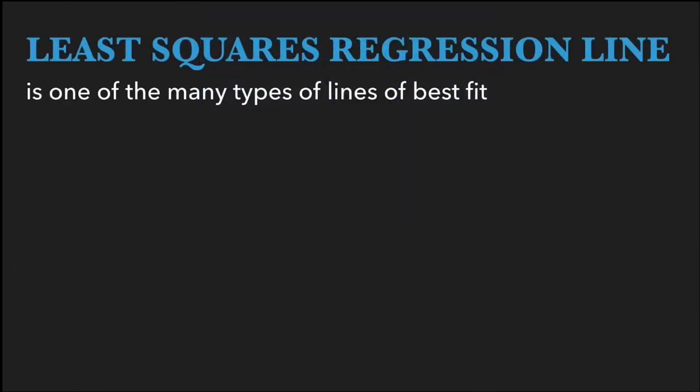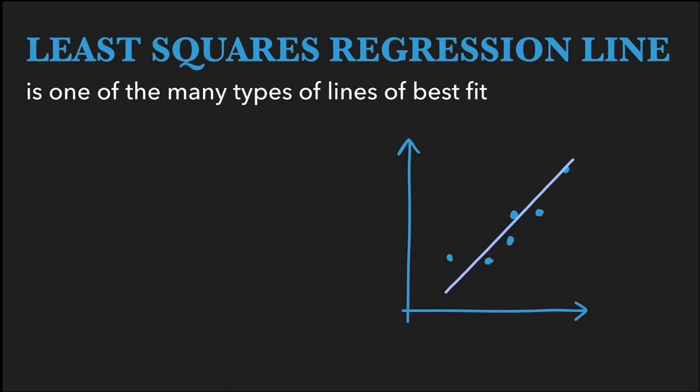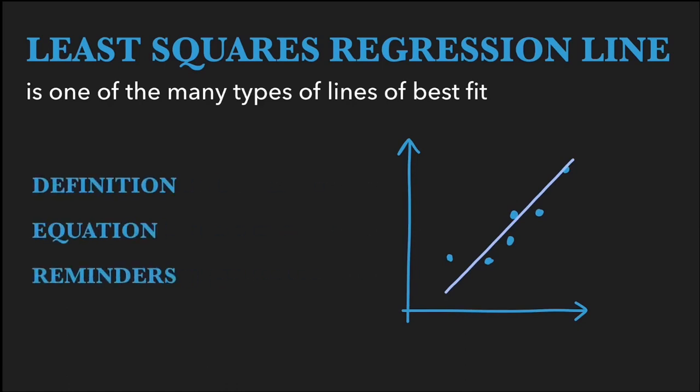In the previous videos on bivariate data, we mentioned the lines of best fit that are used to model a linear relationship between two variables. The least squares regression line is one of the many types of best fit lines. Today, we will start with the definition of the least squares regression line. Then, we will explore the equation of the line, and we will finish off with some reminders.